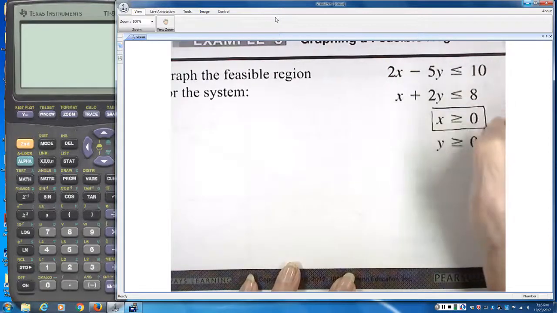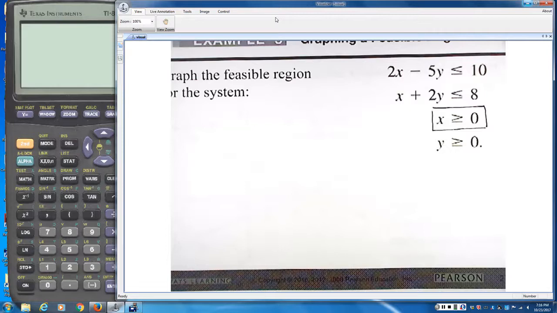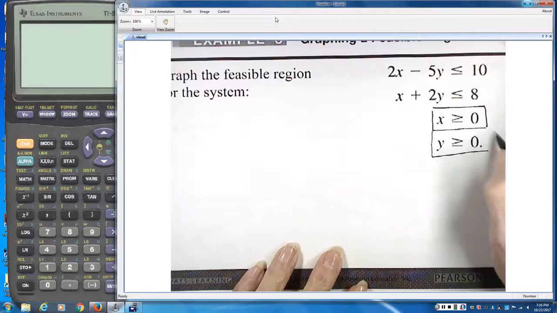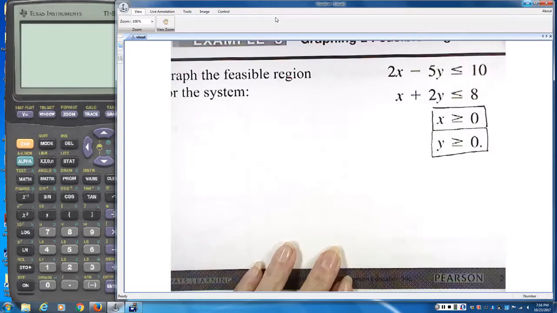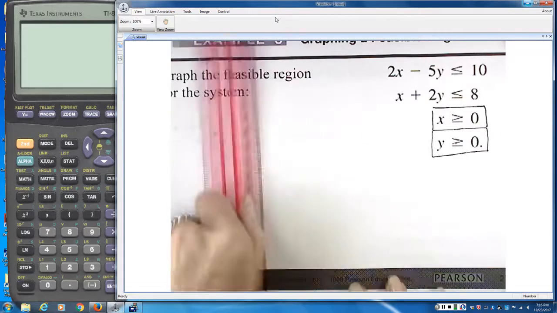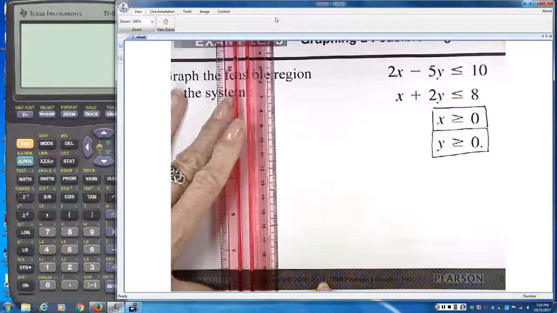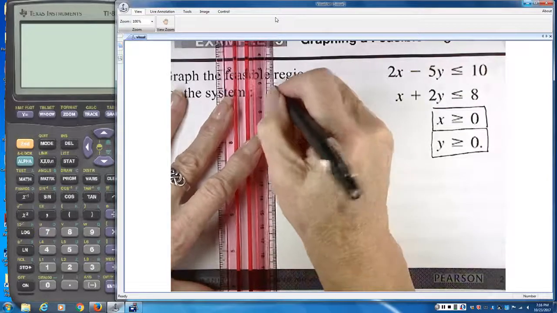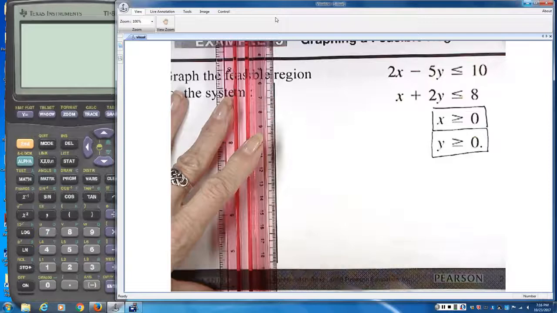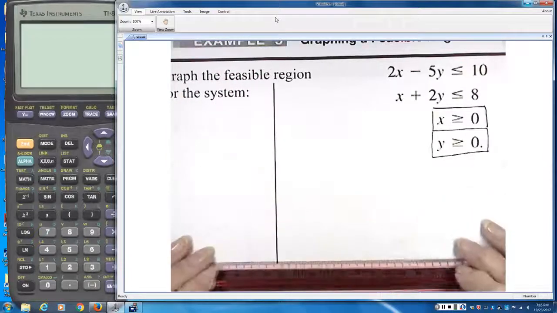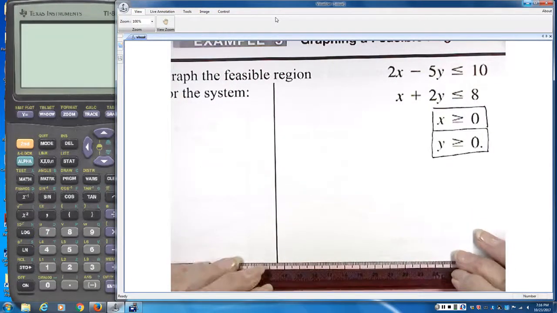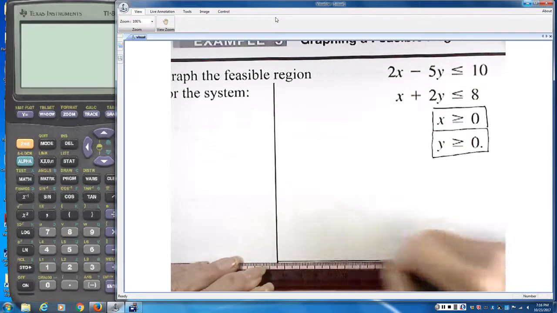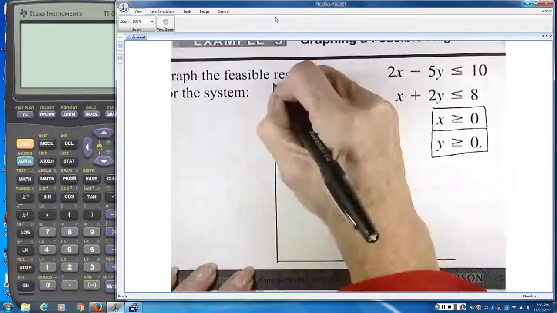What does that tell you about the values of x that we're looking at? They're all going to be positive. And this tells you that the y values that we're going to be looking at are all going to be positive. So which quadrant has positive x and positive y? Quadrant 1. So the best way to draw this graph, and this time I'm going to wing it and not use graph paper, is to stick to the first quadrant.